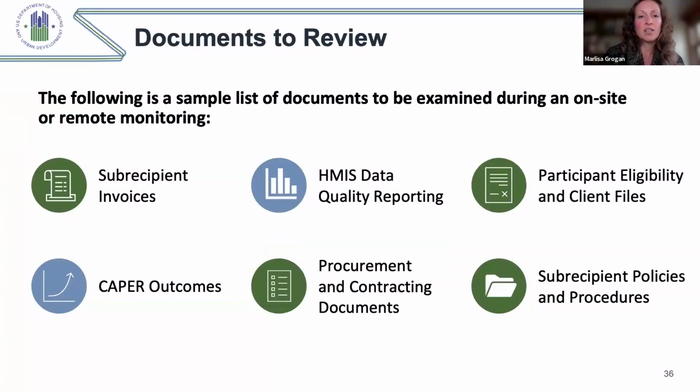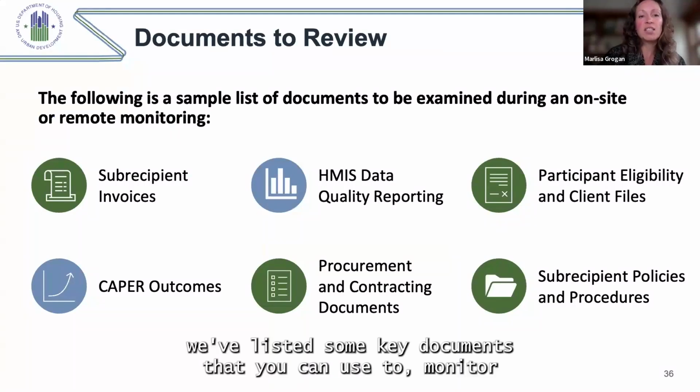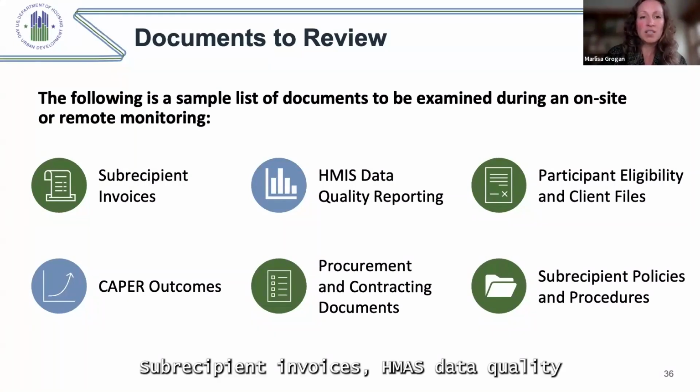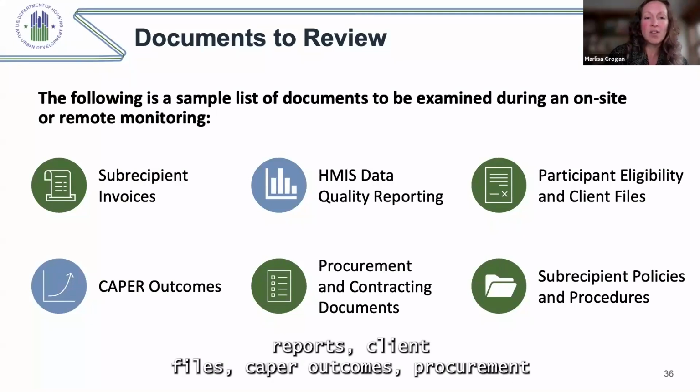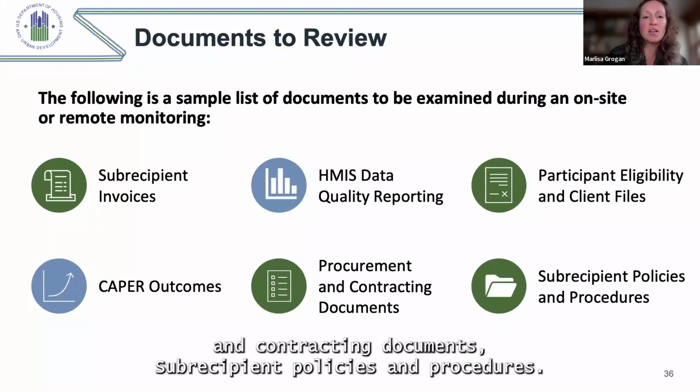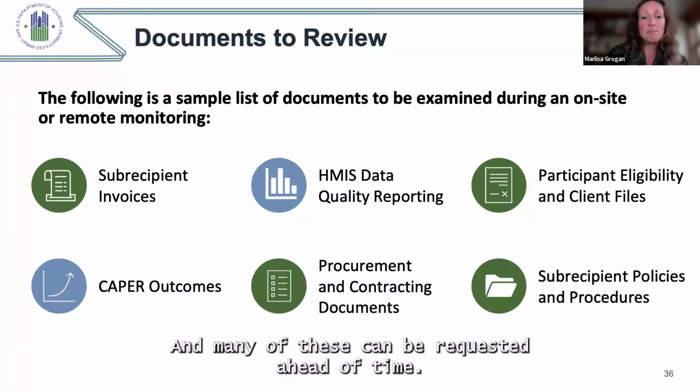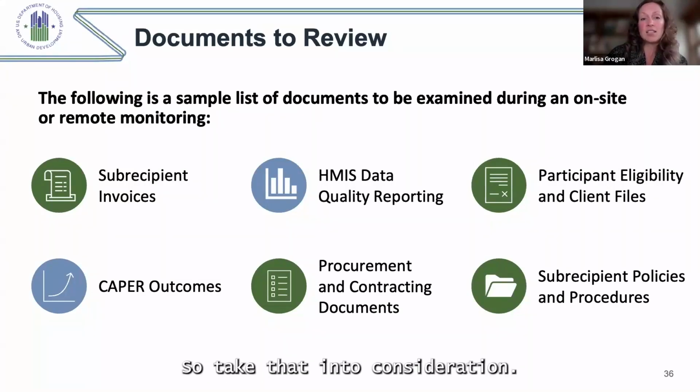Slide, documents to review. A list. So here we've listed some key documents that you can use to monitor: subrecipient invoices, HMIS data quality reports, client files, CAPER outcomes, procurement and contracting documents, subrecipient policies and procedures. And many of these can be requested ahead of time. So take that into consideration.